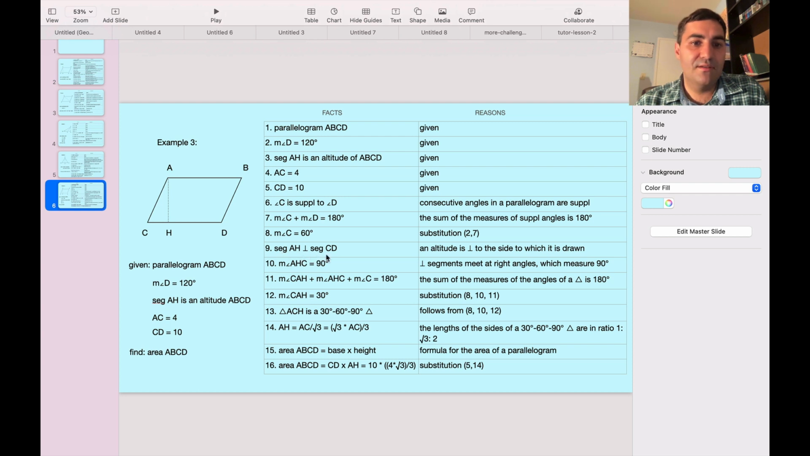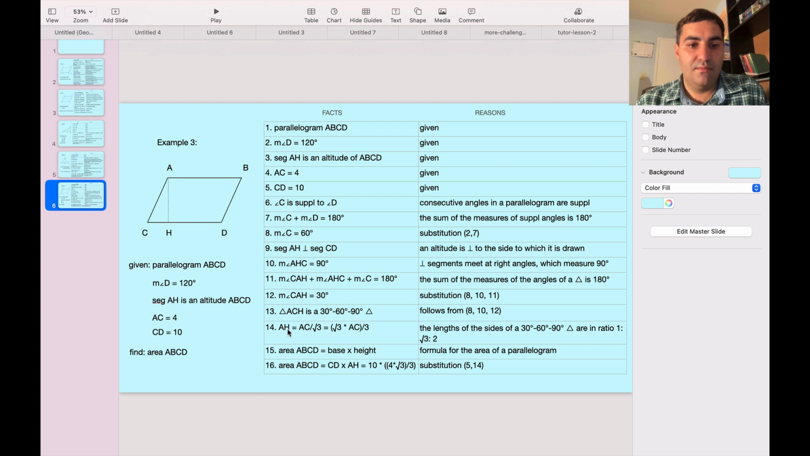We know that segment AH is perpendicular to segment CD because an altitude is perpendicular to the side to which it is drawn. We know that the measure of angle AHC is going to be 90 degrees because perpendicular segments meet at right angles, and right angles measure 90 degrees. So if we look at triangle ACH and sum the 3 angles, we should get 180 degrees, since the sum of the measures of the angles of a triangle is 180 degrees. Substituting the measure of angle C equals 60 degrees and the measure of angle AHC equals 90 degrees, we get that the measure of angle CAH is 30 degrees. Therefore, triangle ACH is a 30, 60, 90 degree triangle, so we have the ratio 1, square root of 3, 2 for the lengths of its sides.